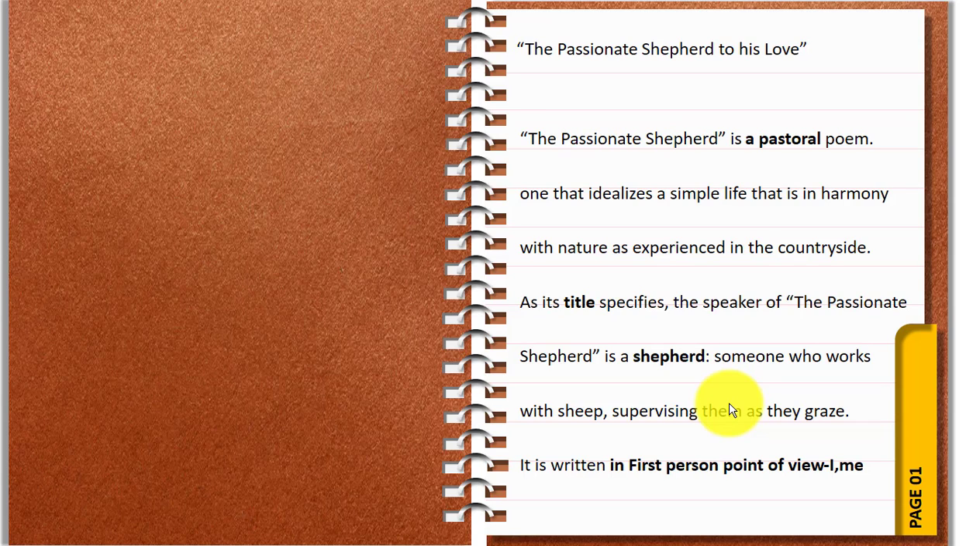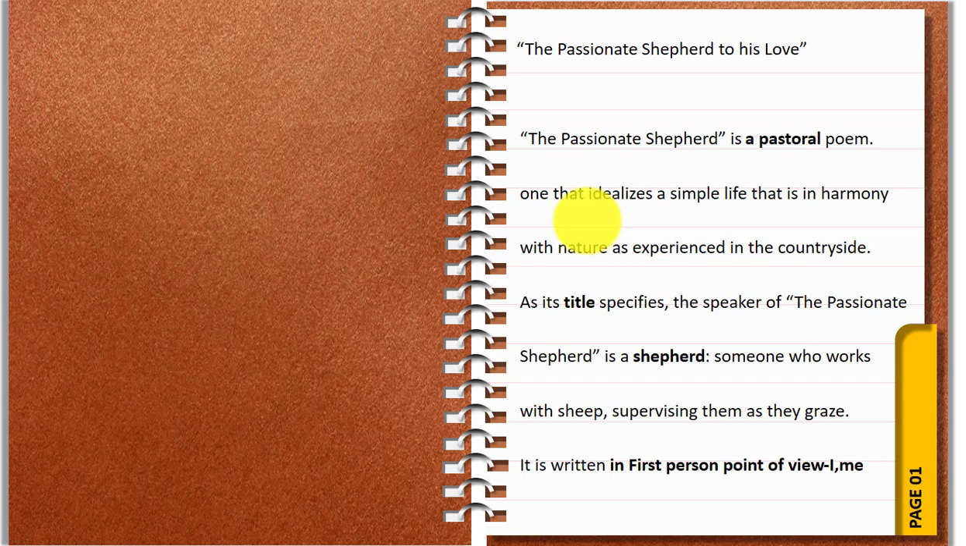What is a pastoral poem? A pastoral poem is a poem that idealizes a life that is lived or experienced in the countryside, and that means all that we talk about in it and all that we see is nature. Anything and everything about rivers and trees and a natural environment, that is a pastoral poem.